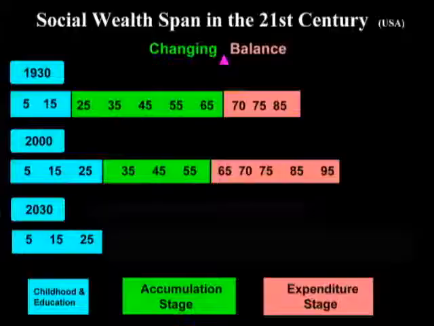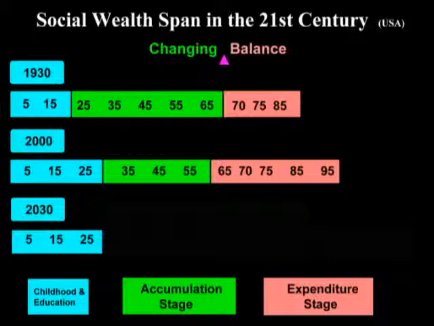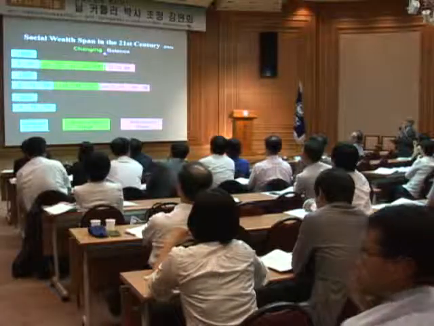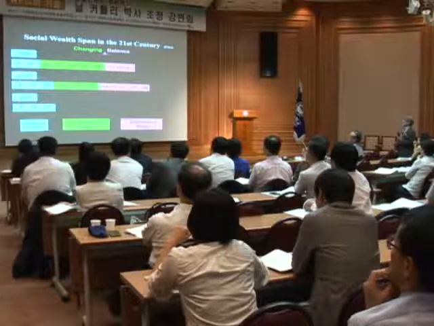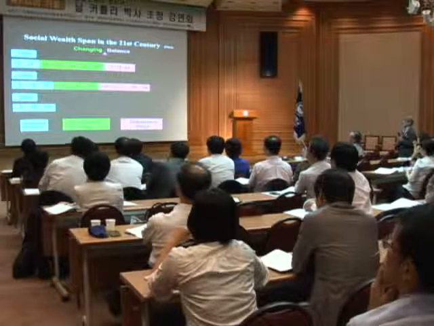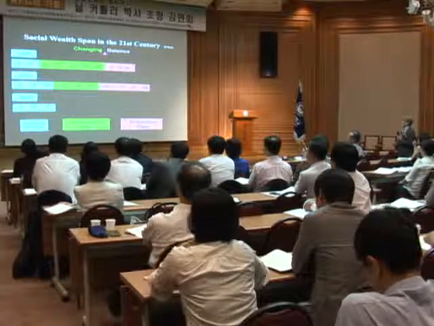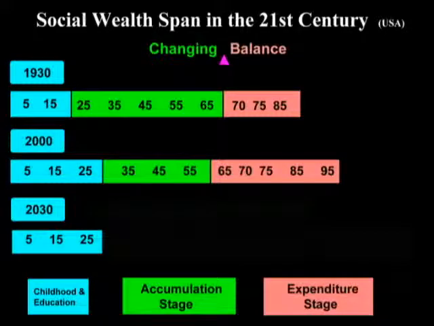So we look to 1930, not really to 1930, but to back then, to the last century. 1930년대는 So back then, after childhood and education years, people moved into the accumulation stage around age 20, and they worked for another 40 years. And then back then, a relatively short, compared to now, a relatively short expenditure stage.